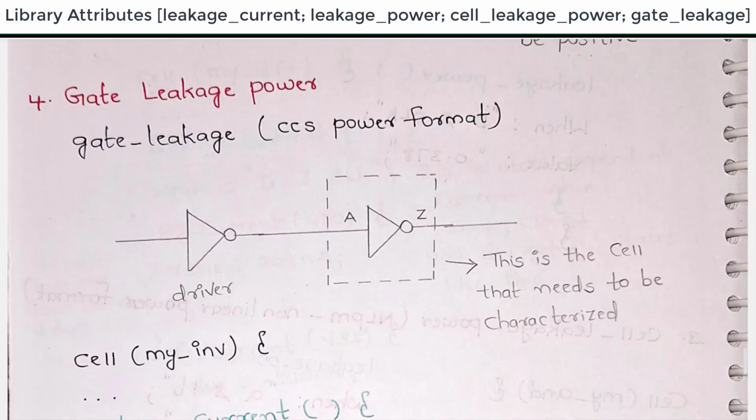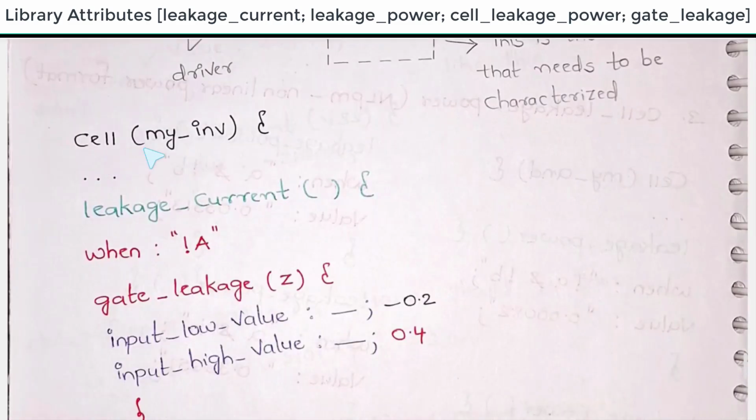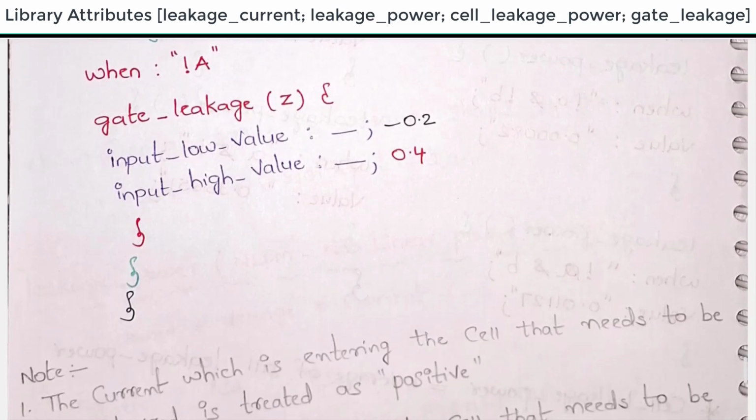Last one is gate leakage power. Gate leakage power comes under the CCS power format. So here I am characterizing this particular NOT gate, and this is a driver. Here the pin name is A, input is A, output is Z. I have mentioned this is the cell that needs to be characterized. So cell name, leakage current when A is equal to 0, and gate leakage current, I mean gate leakage Z. So input low value, input high value. Let us see how we are calculating this one.